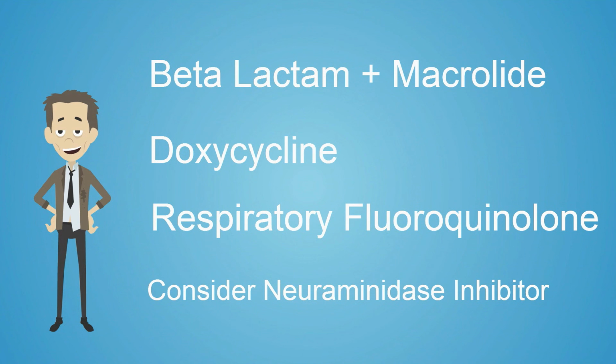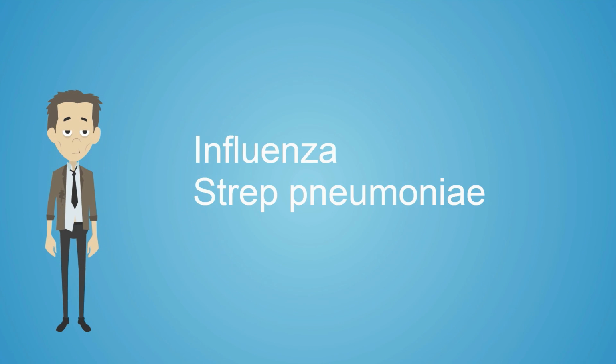After initiating treatment, it's important to consider what can be done to reduce your patient's risk of developing another case of pneumonia. Vaccines are available to reduce the risk of influenza and Streptococcus pneumoniae pneumonia. The influenza and Streptococcus pneumoniae vaccines should be offered to anyone who is evaluated or treated for community-acquired pneumonia.